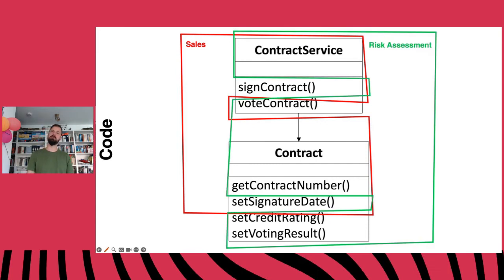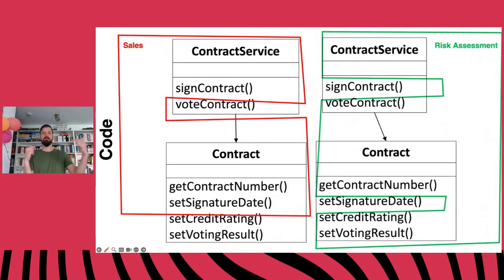On the other hand, what do we need for the risk assessment? We both need a class contract service and a class contract, but here we need the vote contract logic and the credit rating and the voting result, and we also need the contract number. So when we think about this topic of duplication, the real duplication is, yeah, we need two classes contract service and two classes contract. That's not so bad.